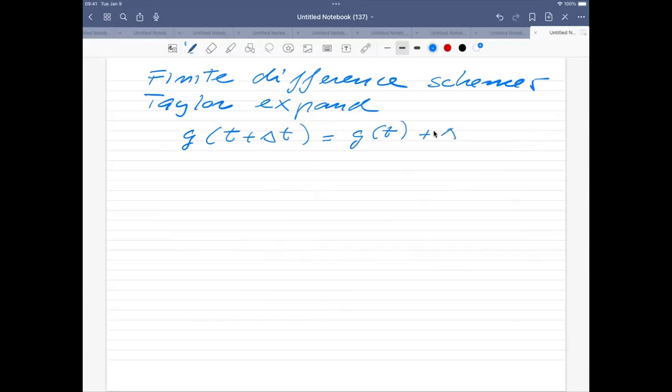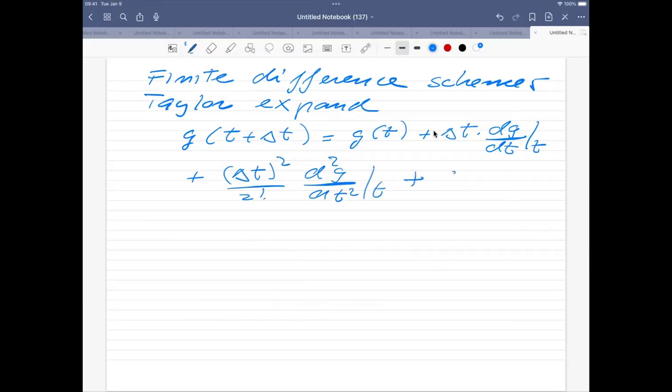We have a delta t multiplied with the first derivative, dg dt, evaluated at this time t. We have the second derivative. We have a delta t squared, so delta t is a small step which we are making, over 2 factorial. And then we have the second derivative, d2g dt squared, evaluated at t. And then we have the higher order terms, which go like delta t to the power of 3 or higher. Now, what's pretty common now is that we discretize time. So time here in this specific case can be seen as a continuous variable. So we are going to discretize.